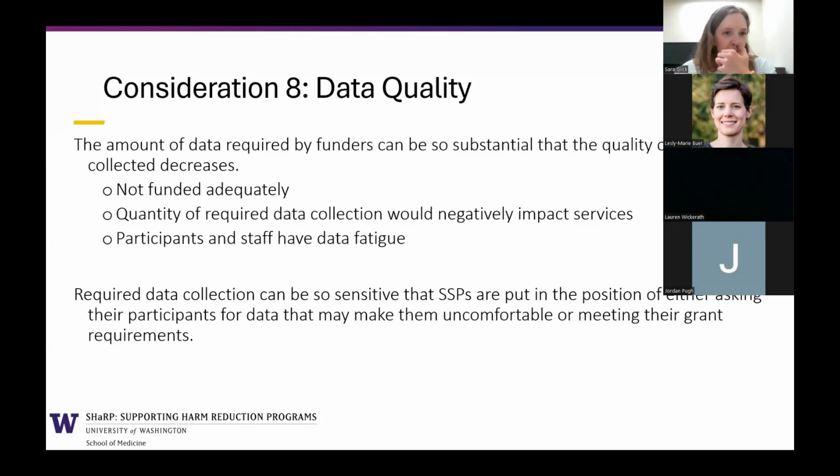And so we also want to note that a lot of the data collection that can be required can be quite sensitive to participants. The questions asked about overdose experience, for example, can be very traumatizing, stigmatizing, or even offensive to participants. And so asking those questions does require a lot of care, and it also needs to be taken into context that when programs are asked to ask all of these questions, they're really put in the position of either asking participants for data that might make them uncomfortable or meeting their grant requirements. So it's a really difficult trade-off for programs to make.